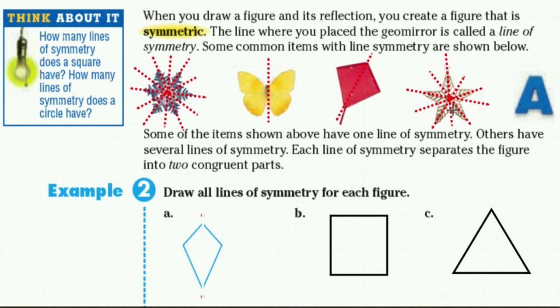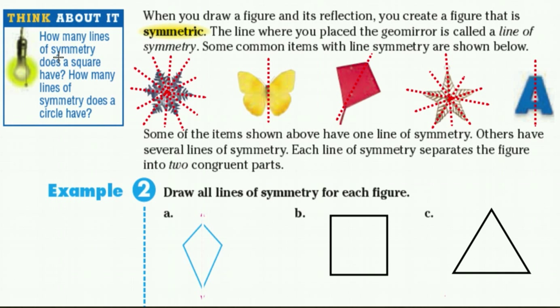When I fold over that line, it will fall exactly on top of the other half without any overlaps. So if you notice, the snowflake has 1, 2, 3, 4, 5, 6 lines of symmetry. A butterfly has 1, a kite has 1, a star has 1, 2, 3, 4, 5 lines of symmetry, and the letter A will also have 1 line of symmetry right there.